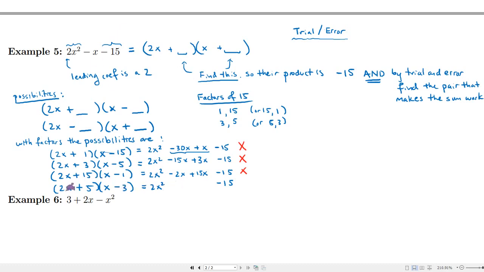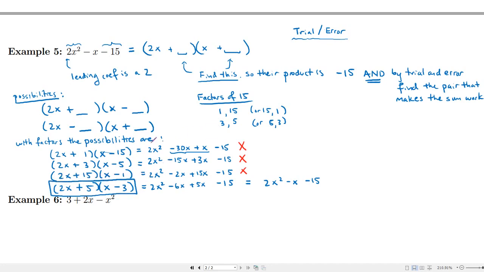So we will have minus 6x and plus 5x. And yes, that looks like it is our solution. Whoops, minus 6x plus 5x is minus x, right? Because minus 6 plus 5 is minus 1. So minus x, minus 15. So this is the correct factorization right here.